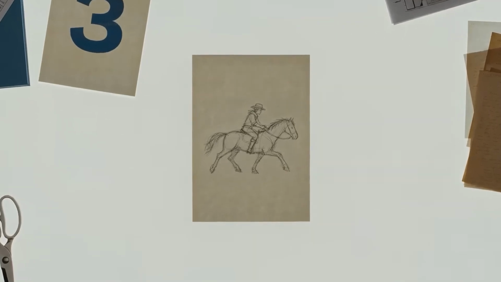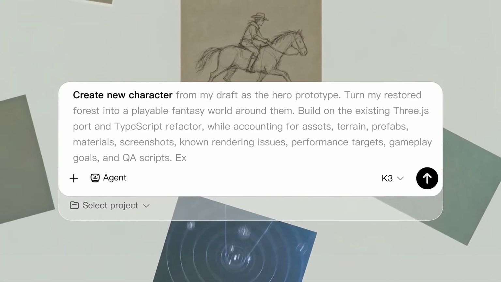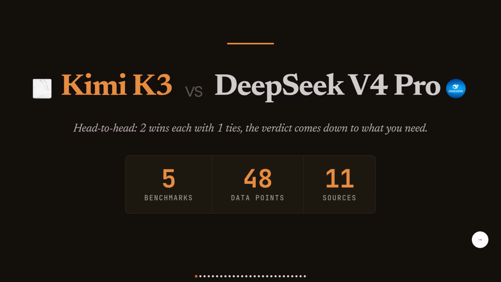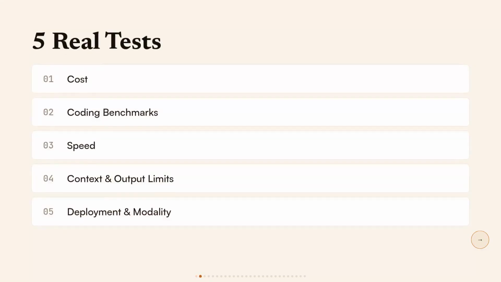Same coding job, same prompt, and your bill from Kimi K3 is 35 times higher than DeepSeek V4 Pro's, while GLM 5.2 can't even tell you what it charges. All three claim to be serious coding models, so the real question is which one actually earns a spot in your stack, and at what cost.